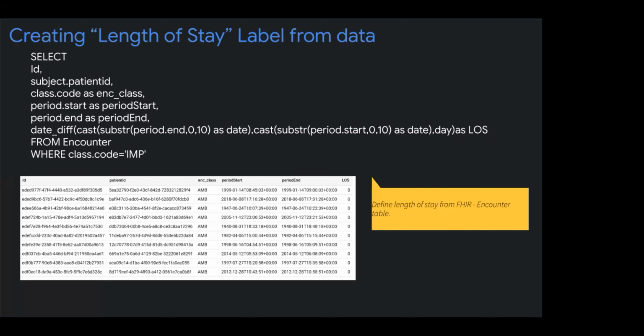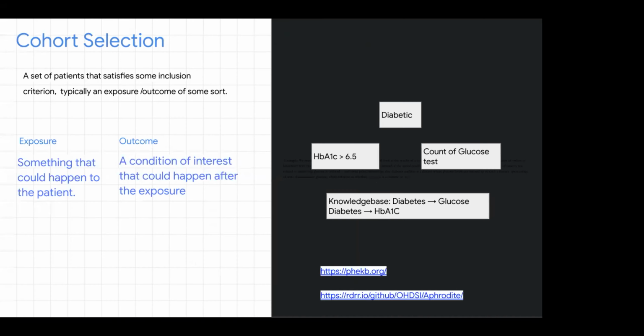And then there's an example of how to create a label from a database table. You don't always have to go and do the labeling manually; you can actually derive it from the database as well. That's the advantage of having big data. And then you do the cohort selection, that means a set of patients that satisfy a particular condition. For example, if you want to find diabetic patients, there is a standard definition of a diabetic patient: HbA1c, count of glucose tests, and other criteria.